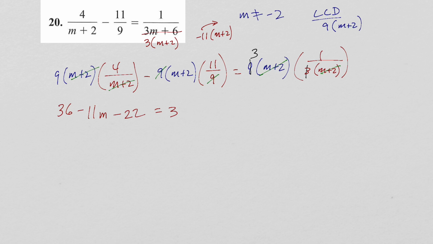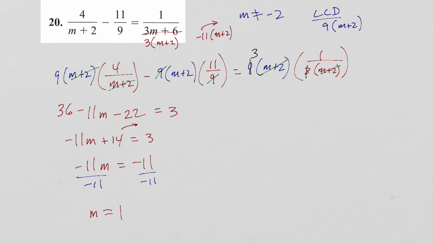All right. So now I have a negative 11m. 36 minus 22 is a positive 14. I'll move this over. 3 minus 14 is negative 11. I'll divide by negative 11. And I'll get m is equal to positive 1.